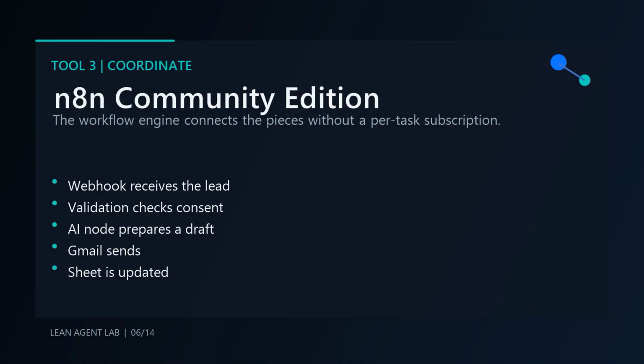Component 3 is n8n Community Edition, the open-source workflow engine. You can run it on your own computer with Docker. The workflow starts with a webhook receiving the form submission. A validation step checks that the email exists and that the customer gave permission to receive a reply. The workflow then sends a carefully limited prompt to the local model, receives a draft, sends the approved type of acknowledgement, alerts the business owner, and updates the spreadsheet.